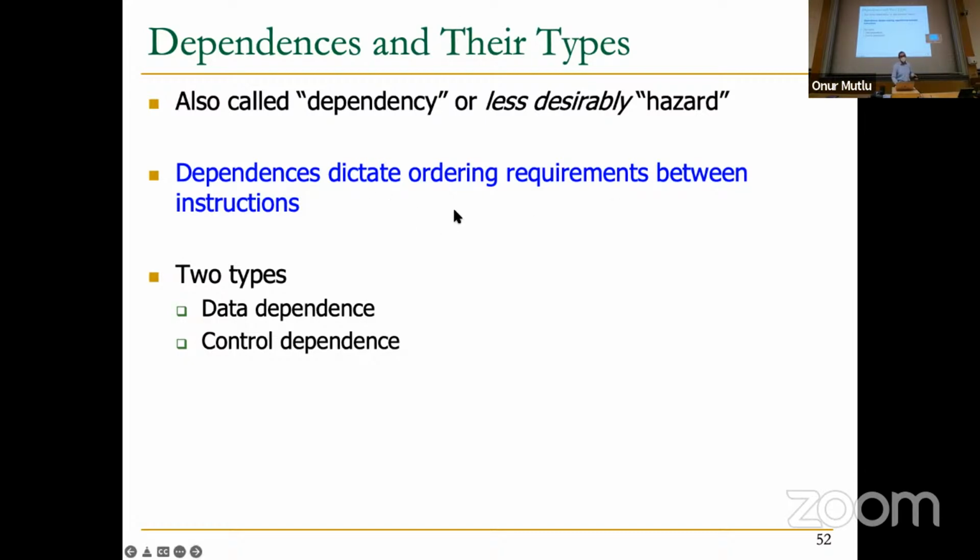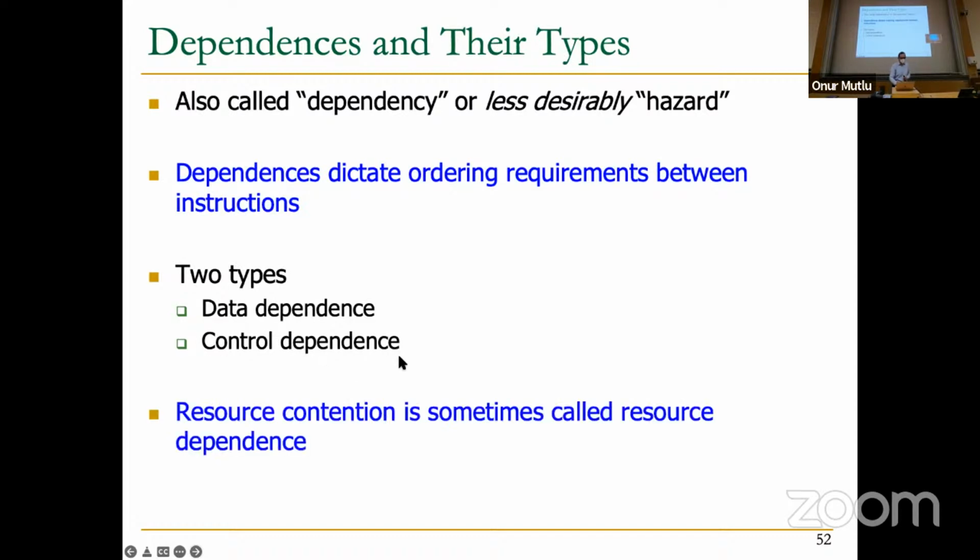And dependencies dictate ordering requirements between instructions. Clearly, there's a higher level program semantics, and the programmer wrote this program such that there's some ordering between the instructions. And there are two types of ordering: based on data flow or data dependence, and based on control flow or control dependence. These are the control instructions, like conditional branches, case statements, switch statements, etc.